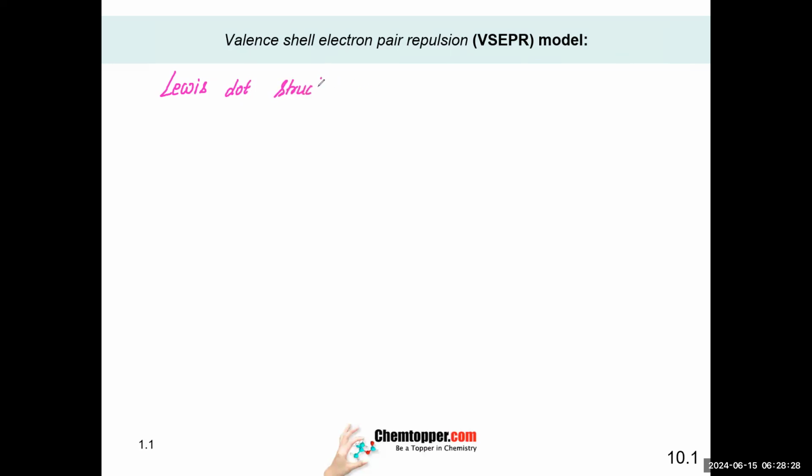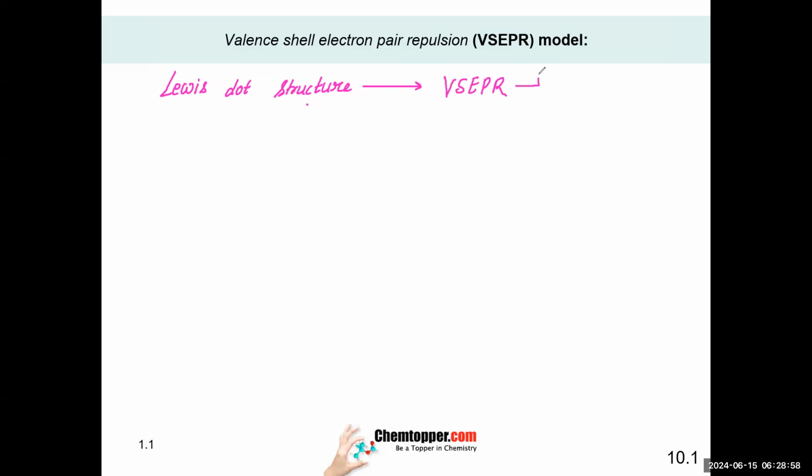You must be thinking that, oh, only this much example. No, you are going to do 100 examples. First, you are going to do Lewis dot structure. After Lewis dot structure, you will decide the VSEPR. If you do error here in Lewis dot structure, you will be doing error in VSEPR.